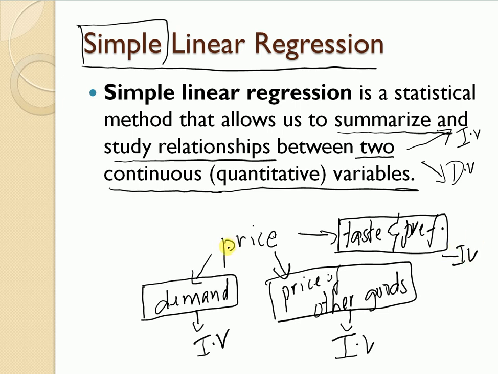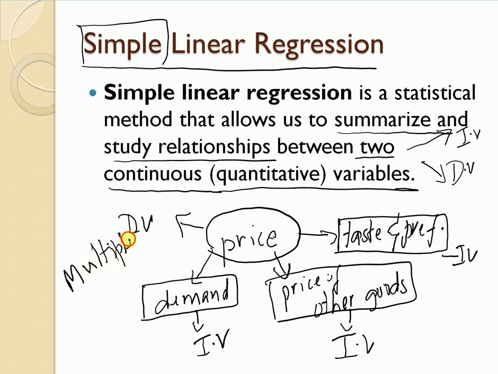And then we have one dependent variable, which is the price. So all of these three factors affect the price of the commodity. And therefore, the price of the commodity is the dependent variable. And this is an example of multiple linear regression. Multiple. And in multiple linear regression, we consider more than one independent variable and one dependent variable.